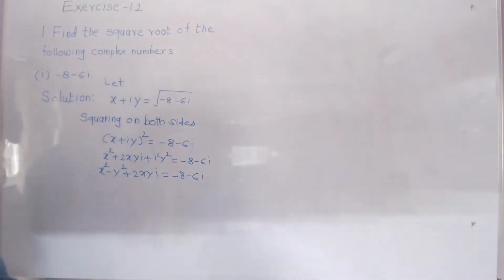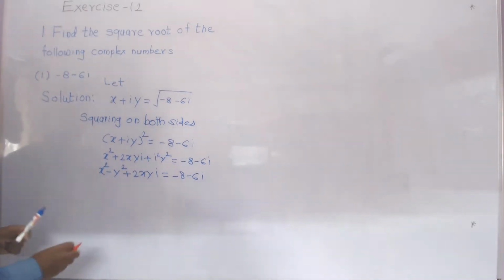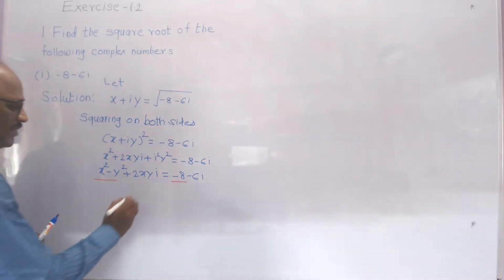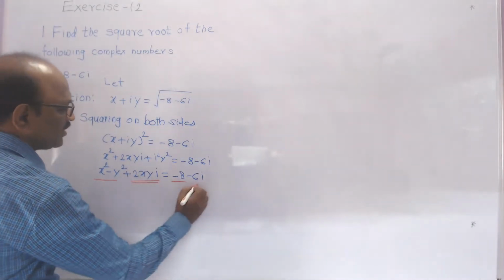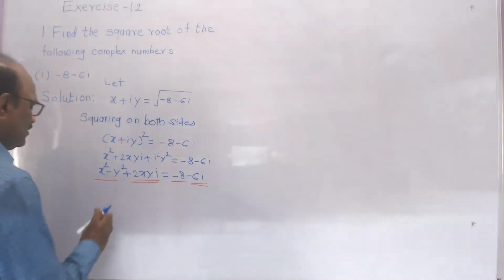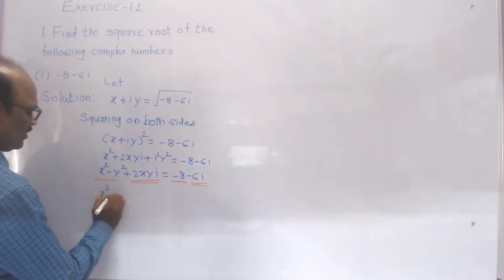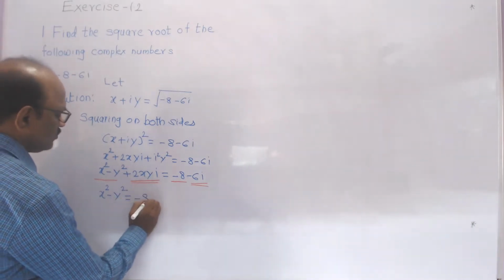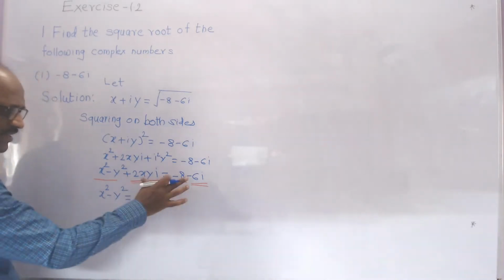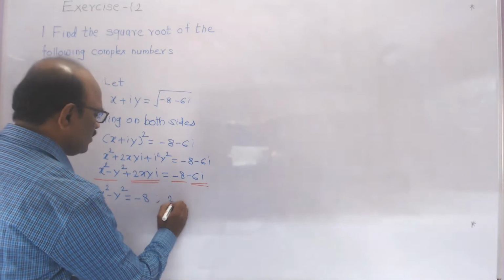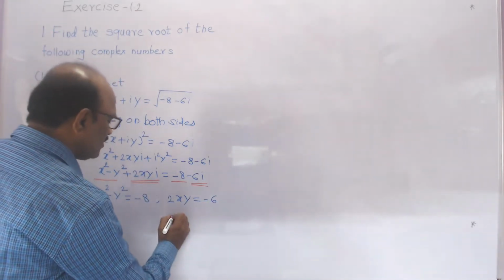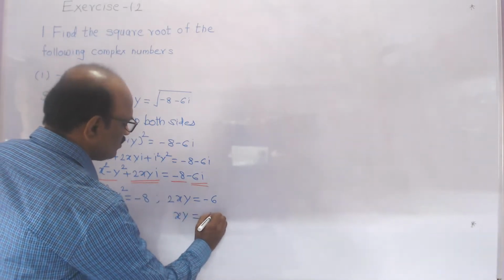Now we equate the real and imaginary parts. The real part is x square minus y square, and on the right hand side it is minus 8. The imaginary part is 2xyi, and on the right side it is minus 6i. Equating, we get x square minus y square equals minus 8. This is the first equation. And 2xyi equals minus 6i, where i gets cancelled on both sides, so 2xy equals minus 6. Dividing both sides by 2, we get xy equals minus 3.